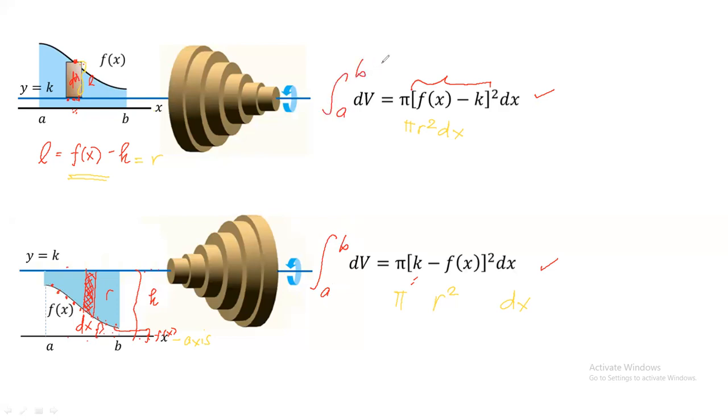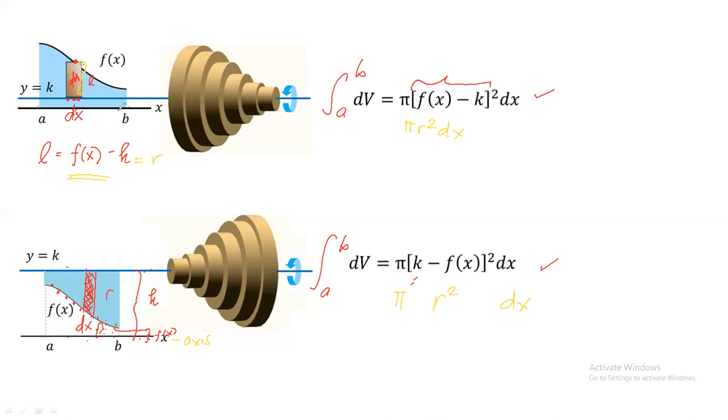Why is it A to B? Because anyway, your differential element has this thickness which is dx. And what is the boundary of dx? That's A to B. Same thing here, A to B. So these are the boundaries of your solid. Any question?